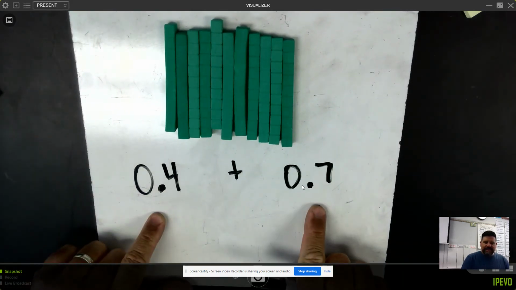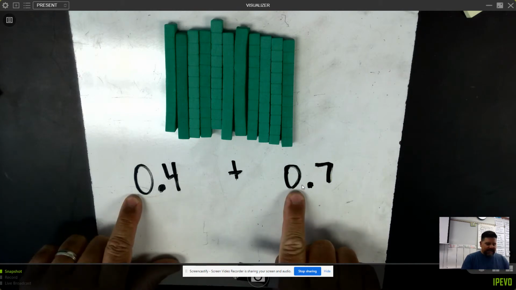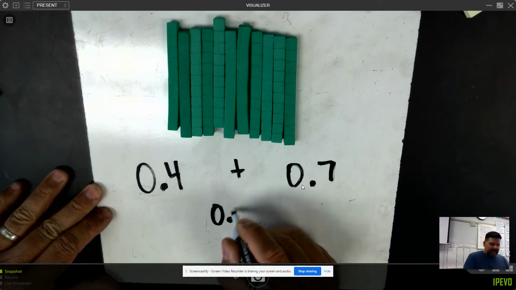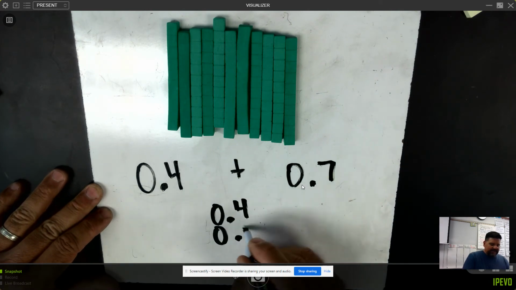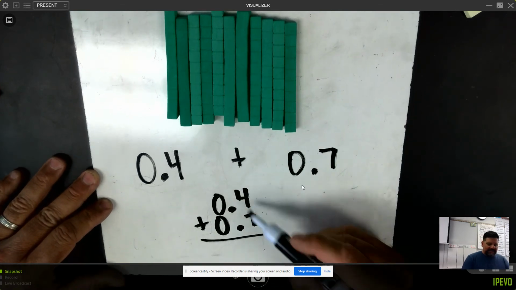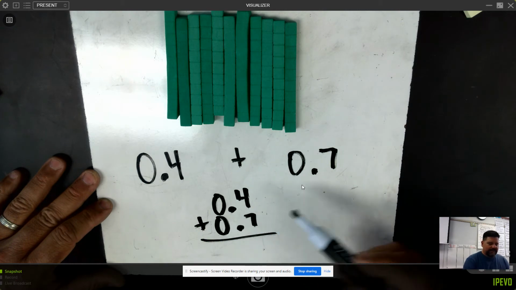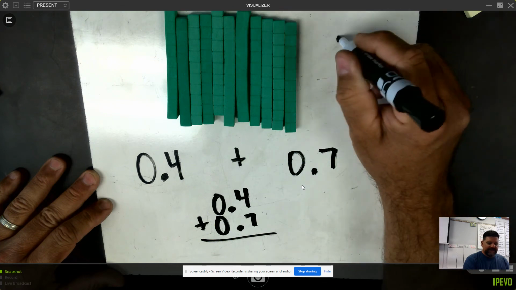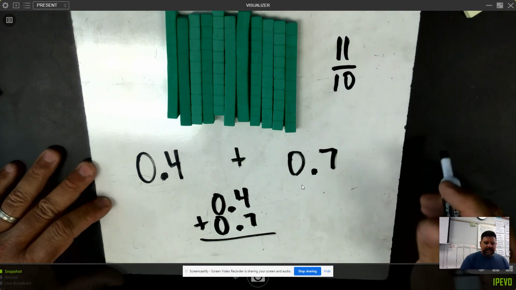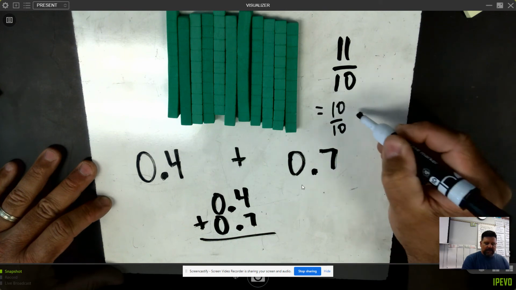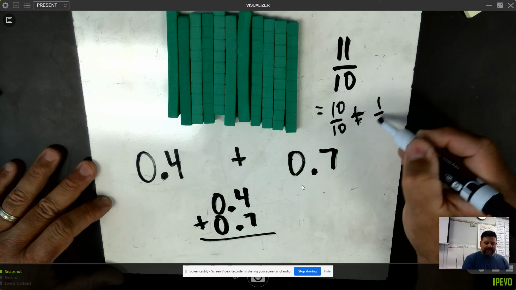Adding decimals means we need to add like terms, ones with ones, tenths with tenths. To make that easier to do, I will line up my decimals so that I can add my place values. I see 4/10 and 7/10 is a total of how many tenths? If you said 11/10, you're right. 11/10 would simplify to 10/10, which is 1 whole, plus 1/10.